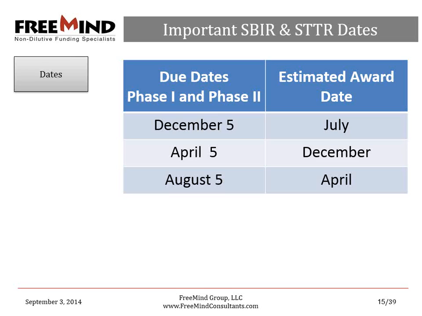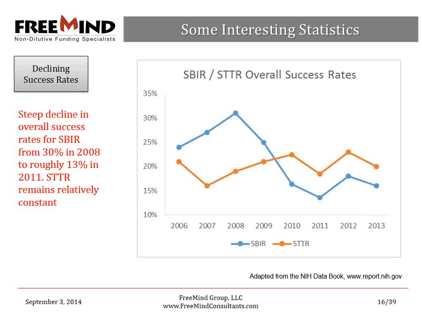Okay, so we discussed eligibility for SBIRs and STTRs. We talked about the goals. We described their various phases, funding amounts, and due dates. But you still may be wondering, what are my chances of actually winning an SBIR or STTR award? So let's take a couple of minutes to look at a few interesting statistics.